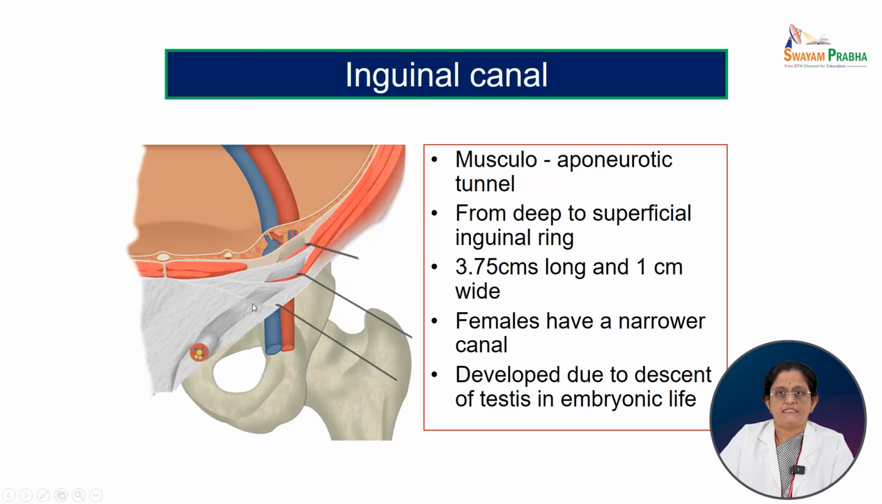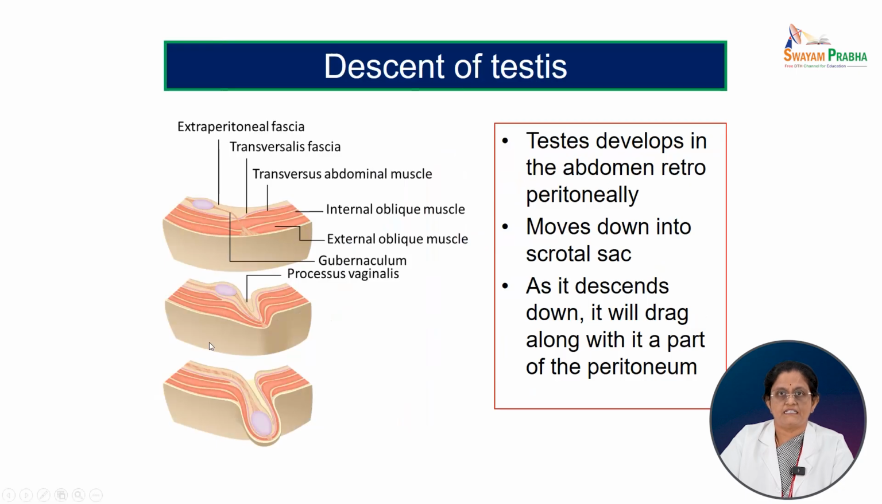So, why is it that there is an inguinal canal in the lower part of the anterior abdominal wall? This is developed because this is the passage for the descent of the testis into the scrotum. So, let us understand a few things about the descent of the testis to understand why inguinal canal is developed. In this picture, you can see the descent of the testis. You can see the layers in the anterior abdominal wall, the 3 layers of muscle.